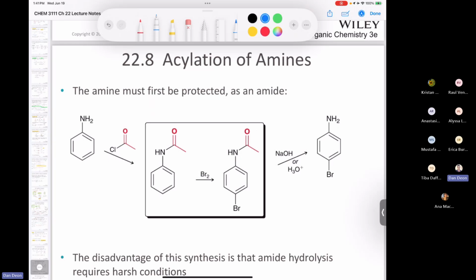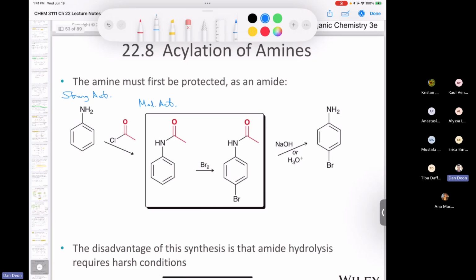So I'm going to put here strong activator for the amino group, but then when you do the acetylation, you end up with an amide, and this is a moderate activator. And so now if you try the bromination, you only get monobromination, in one position, only in the para position, because this is an ortho-para-director, so based off of sterics, it goes into the para position. And then it says here, the disadvantage of this synthesis is that hydrolyzing the amide, meaning breaking this bond here, so that's the amide hydrolysis, does require harsh conditions.